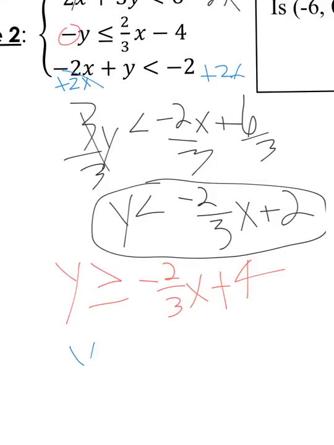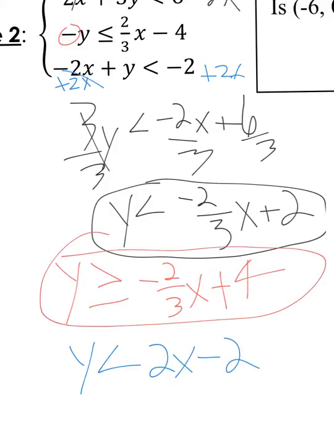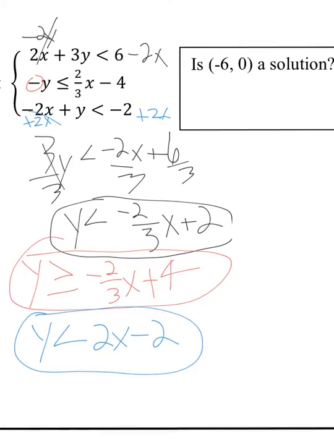I'm going to get y is less than, and looks like it's going to say 2x minus 2, because I like to put the x part first. So graph these three yourself, and I'll graph it too, but I won't really explain it. And then check to see if negative 6, 0 is a solution.